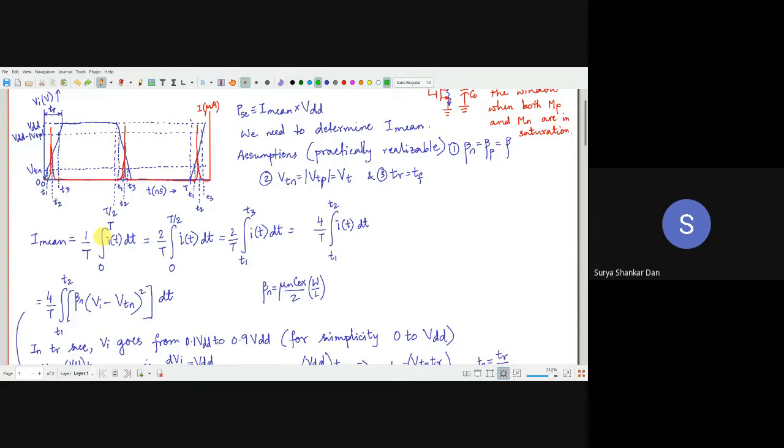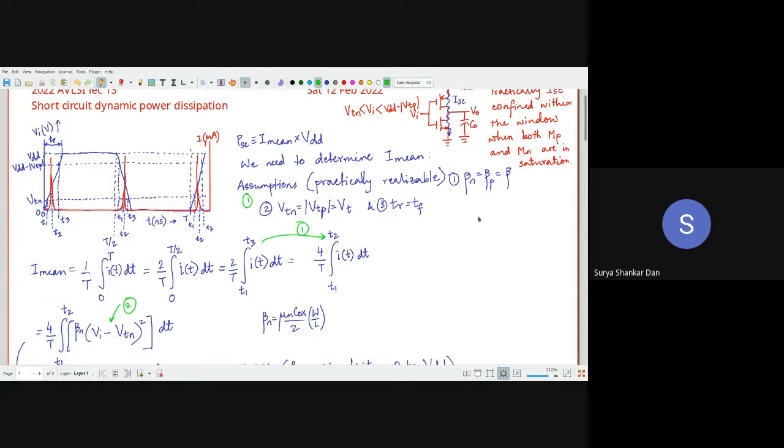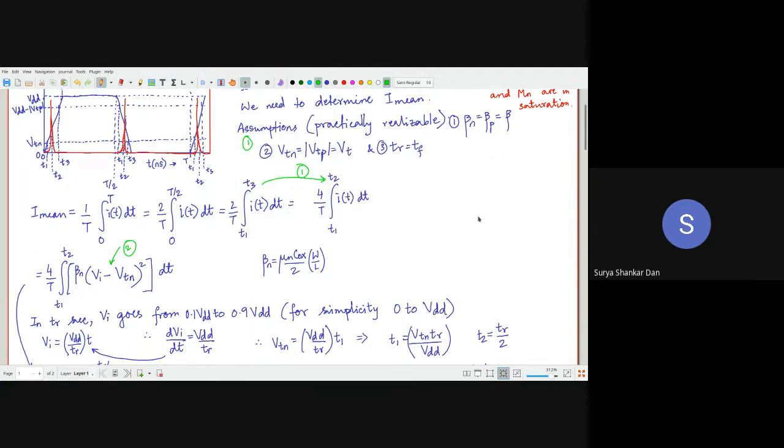Yes, sir. There are multiple levels of approximations we are doing. Number one, this has to happen, and this has to happen too. The approximation here is basically these assumptions. The approximation here is from this actually. Okay? Very good.